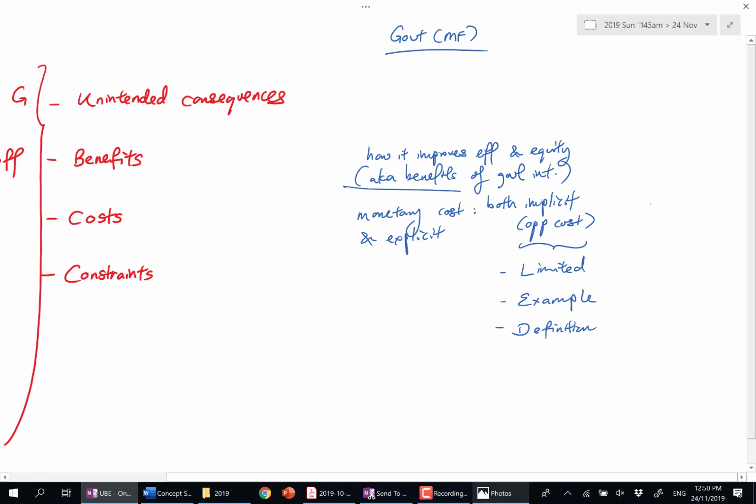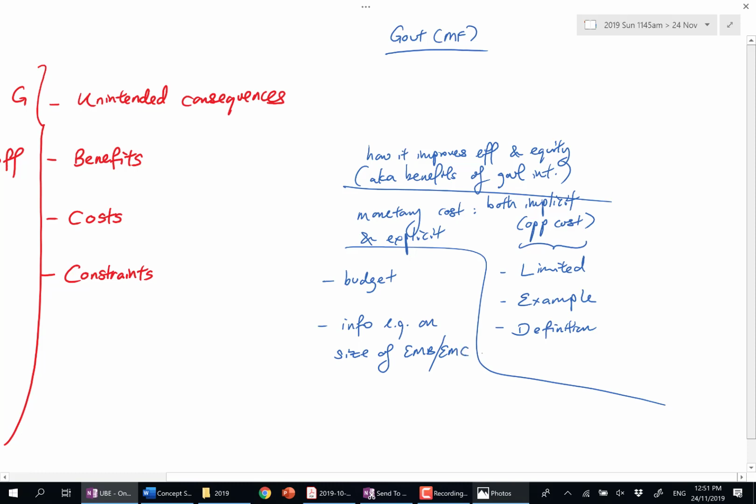And when you're talking about constraints, right? Constraints is usually budgetary constraints or constraints in terms of information, based on the size of EMP or EMC. We can have very standard presentations for each of these points. Okay, any questions? No. Unintended consequences is usually something to do with government failure.